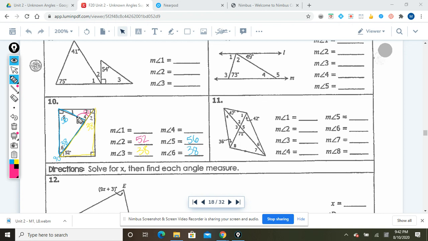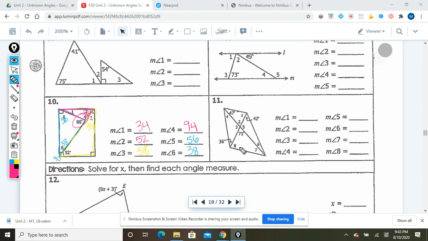I can find angle 4 because it's going to be a linear pair with 86. So 180 minus 86 gives me 94. And then angle 1, I now have that angle 4 is 94 and angle 2 is 52. So 180 minus 94 minus 52 leaves me with 34 for angle 1.